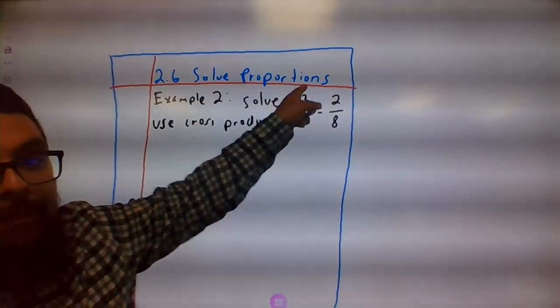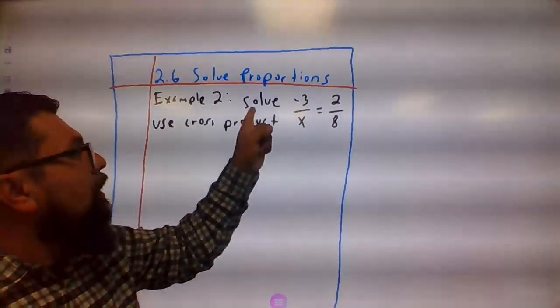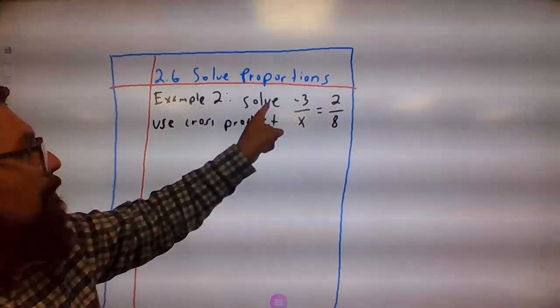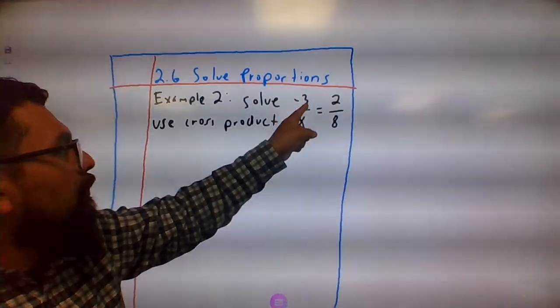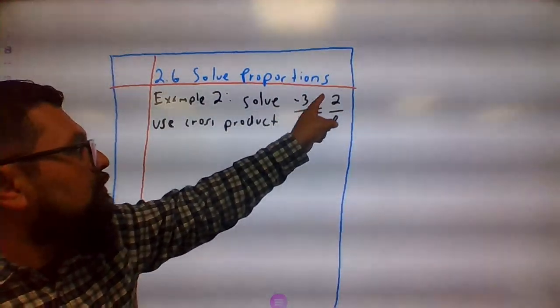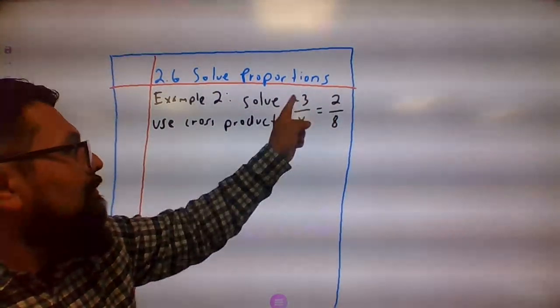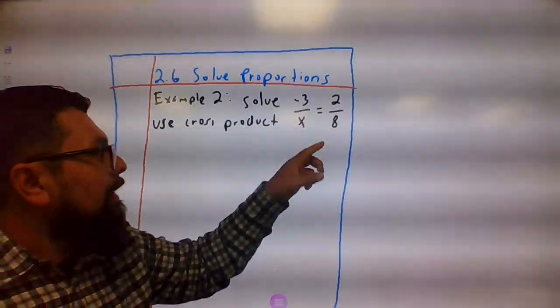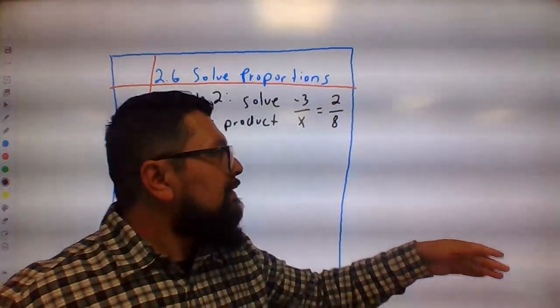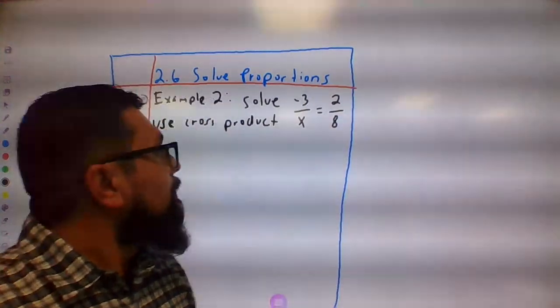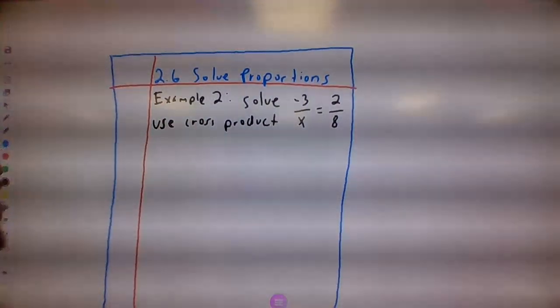So we're still solving proportions. Okay, example two, solve. So here is the problem. It's negative 3 to x is equal to 2 to 8. Negative 3 to x is equal to 2 to 8. Okay, this is on the bottom. This is still on this slide, but it's here on the bottom. All right, guys. So let's go ahead and do this one.